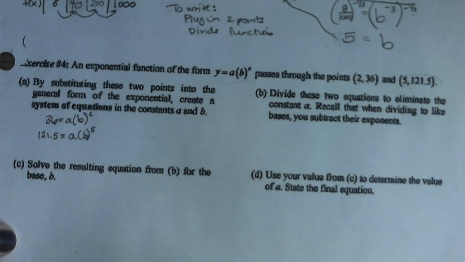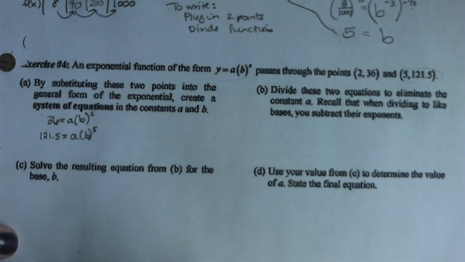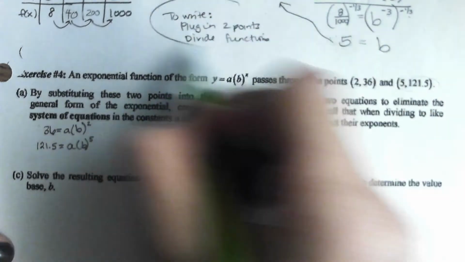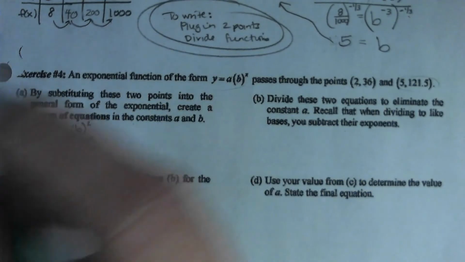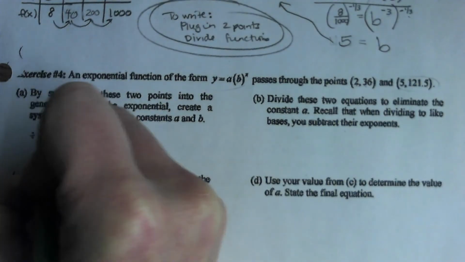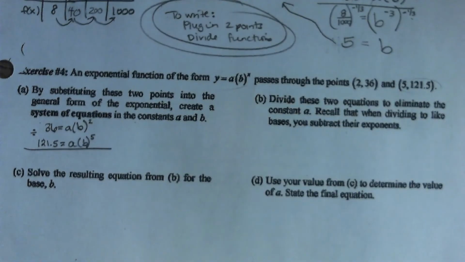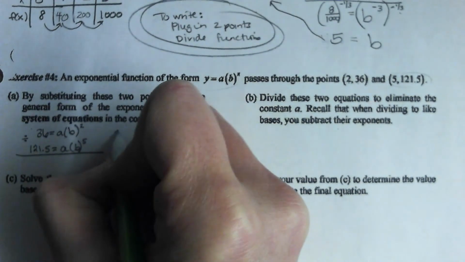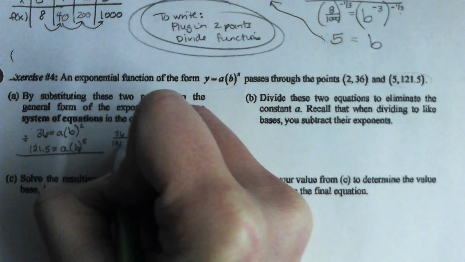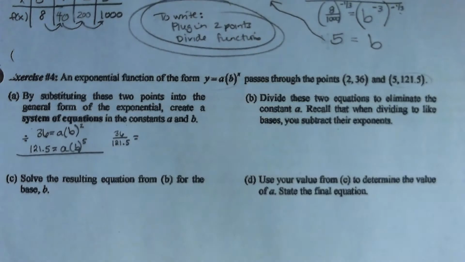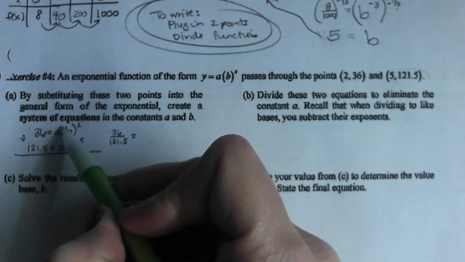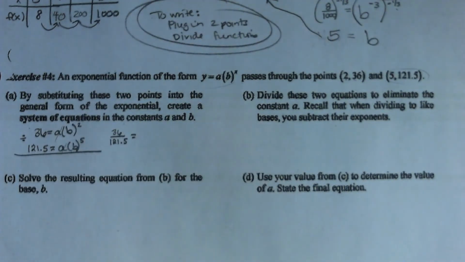Perfect. So I plug in the 2 points and then do what, Owen? Right, go back up to your steps, divide. So when I do my division, I'm going to get, now 36 over 121.5 is not going to be nice, so I'm just going to leave it there. A divided by A will cancel. And what's b squared divided by b to the 5th, Jason?